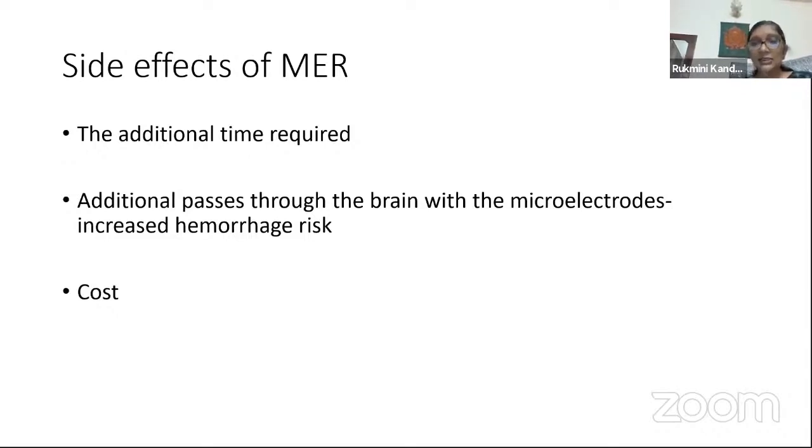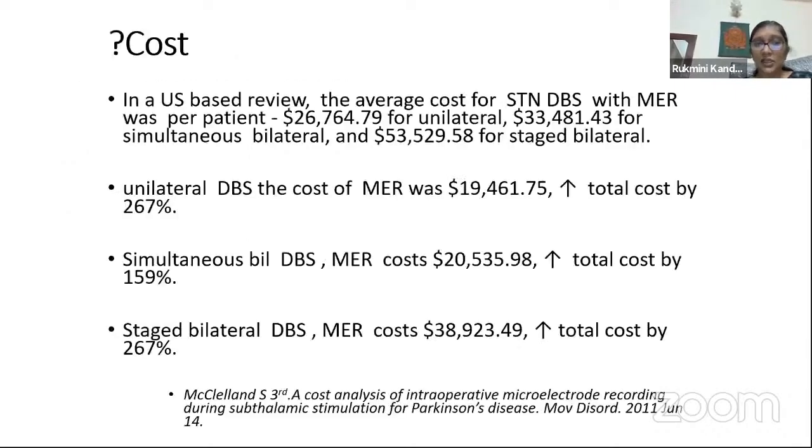And the third thing that is important is the cost factor. Now, if we look at a US-based review, because they separate out the STN and DBS, we don't actually think about the microelectrode cost so much. But in a US-based review, it seems that if the MER is added in the operation theatre, the cost increases to more than double. So it's 267% of the cost of the DBS. So it is an important aspect to look into, especially if you have insurance-based funding.